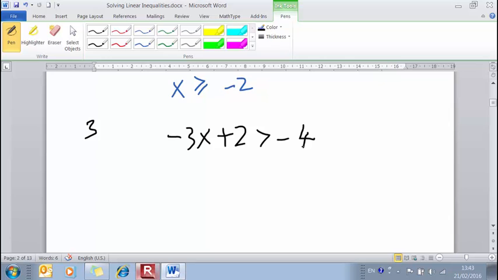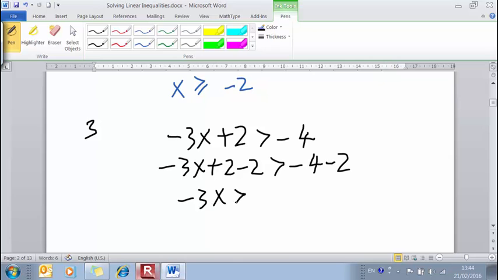As shown in the previous two examples, we will first subtract 2 from both sides. And then simplify. Now you notice that we have a negative 3 attached to x here, and therefore we have to make the coefficient of x a positive 1. Once again, we have two methods of doing this. Firstly, we can multiply by negative 1/3, or we can divide by negative 3.